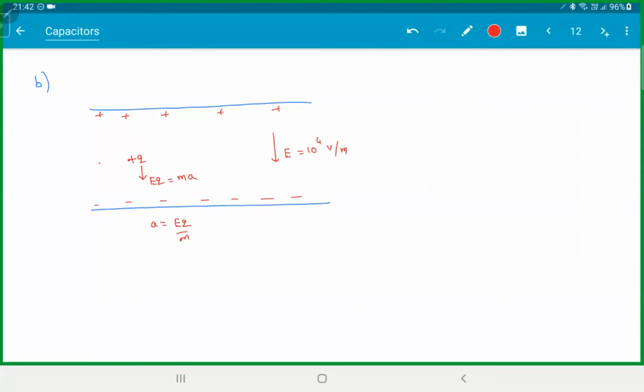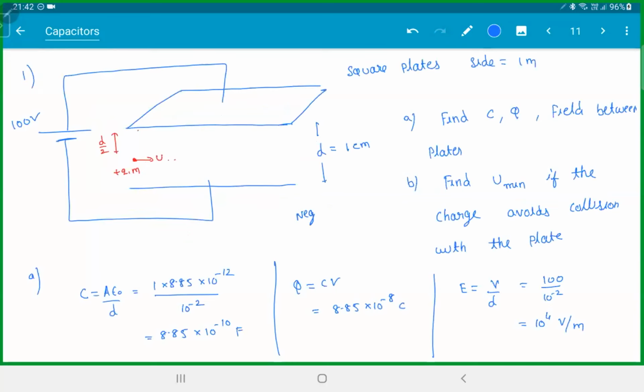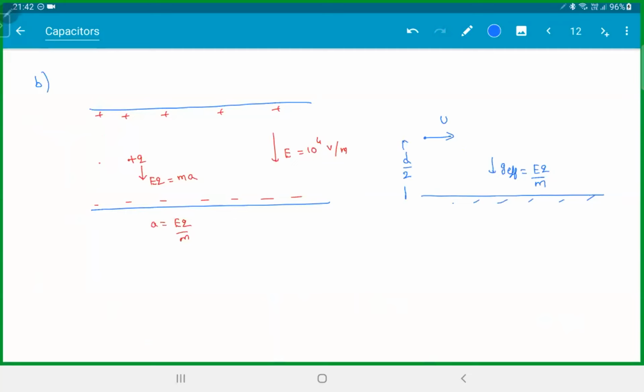So you know how this question has become? The question has become like someone projected a particle with speed U from a height of d/2 from a building. The gravity in this place, G effective, is EQ by M. We are neglecting gravity here, neglect G. We are only taking the electric field of force. So the electric field is acting like this, and you're saying it just misses the plate. Means it has gone like this, and it just missed the plate like this, na?